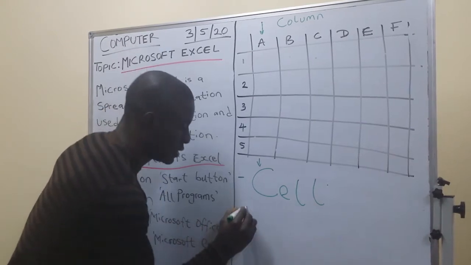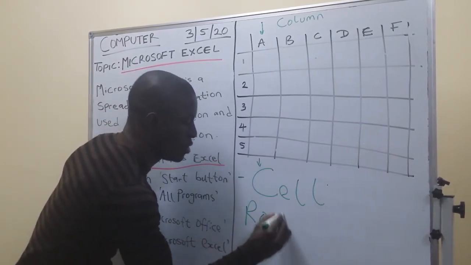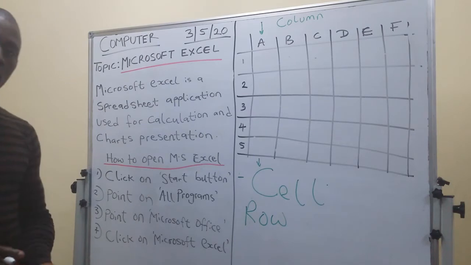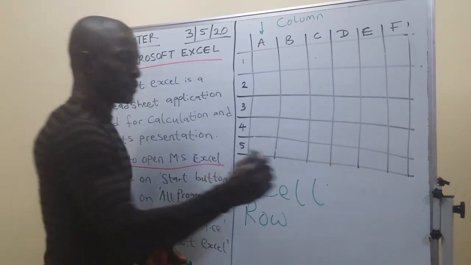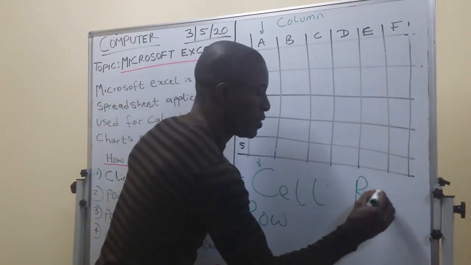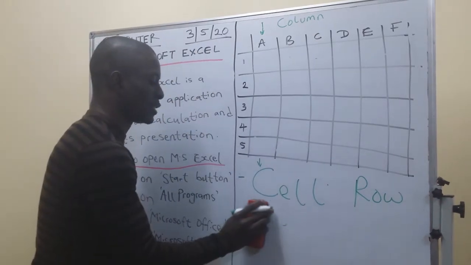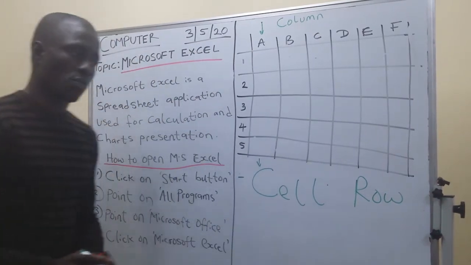It spells R-O-W. Row. Alright, again, R-O-W. That's the spelling of row.